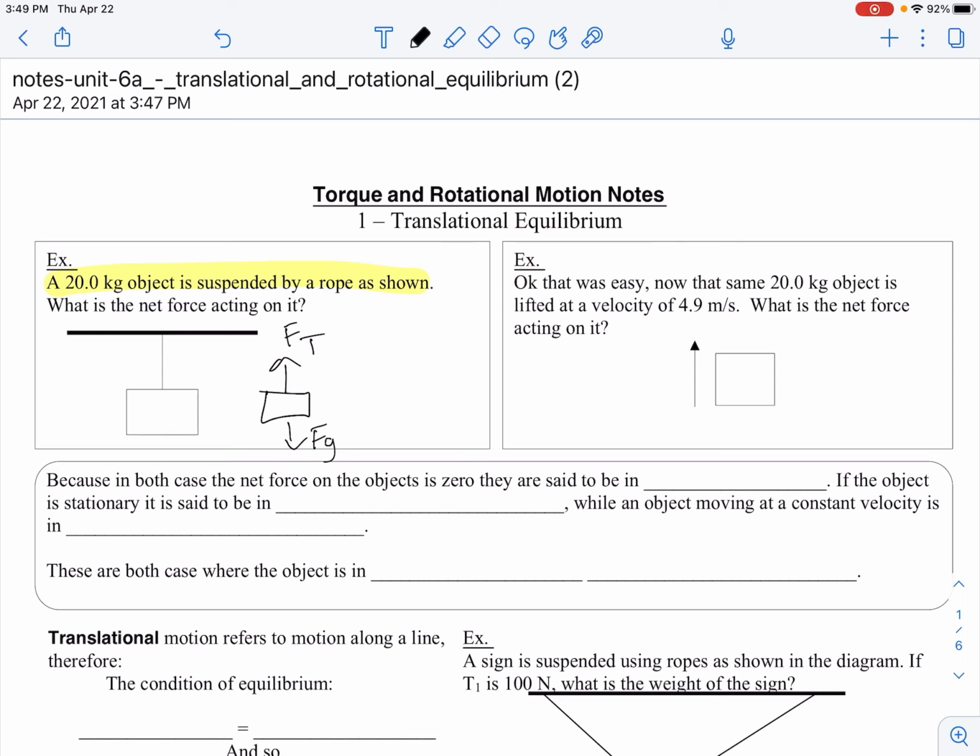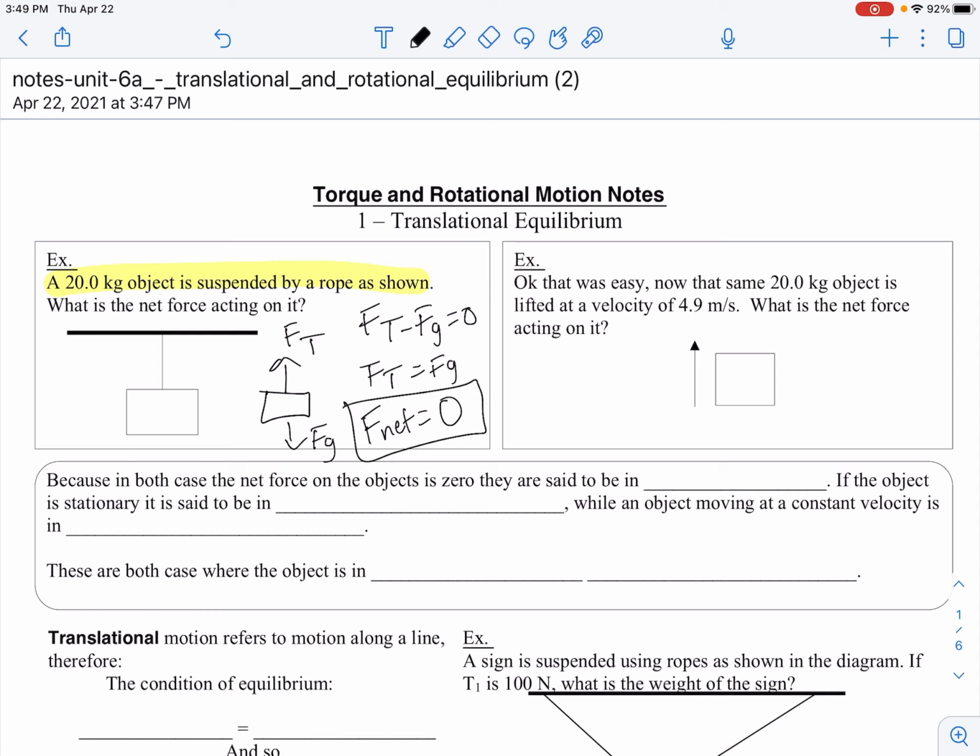The fact that it is suspended, right, it's not moving up or down, it's certainly not accelerating. That must mean that force of tension minus force of gravity equals 0. Force of tension equals force of gravity, which means that our net force is 0.